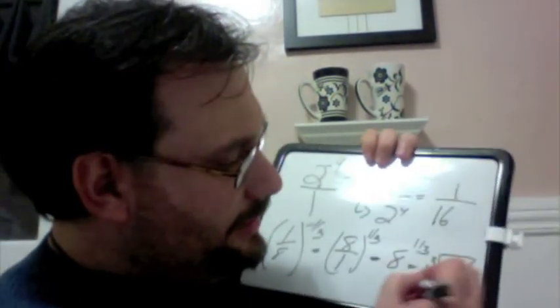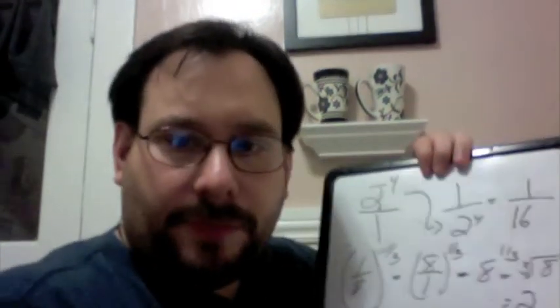So we need to think of a number that's multiplied 3 times to give us 8. Well, obviously 3 times 3 times 3 is 27, we're already too big. 2 times 2 is 4, times 2 is 8. So in this case, the answer is just 2.